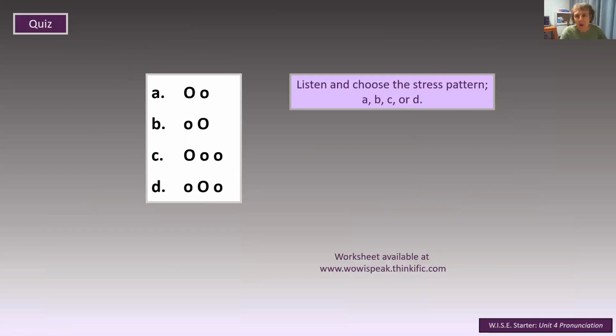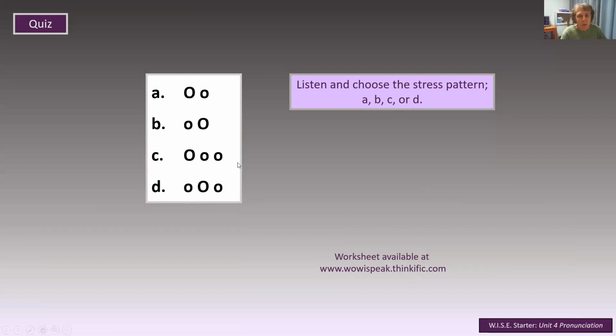Right, now the quiz. This time I will say a word and you choose the stress pattern. Is it A, two syllables, stress on the first one? B, two syllables, stress on the second syllable. C, three syllables, stress on the first syllable. D, three syllables, stress on the second syllable.